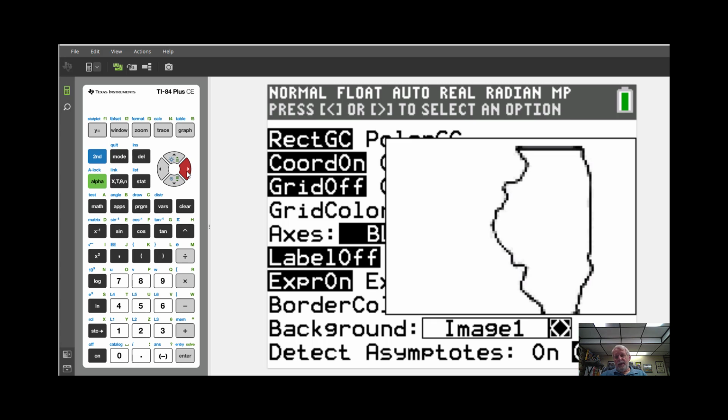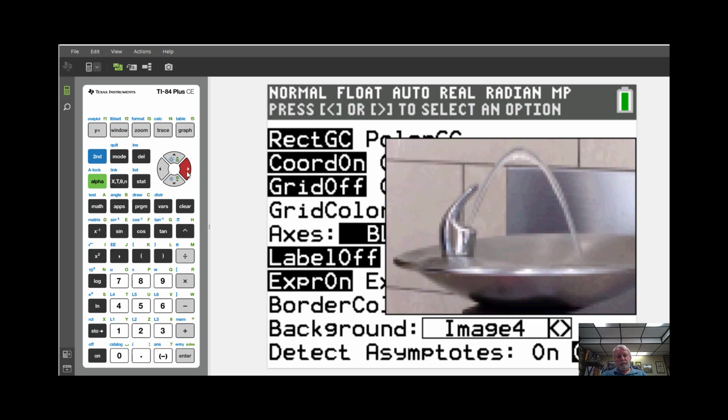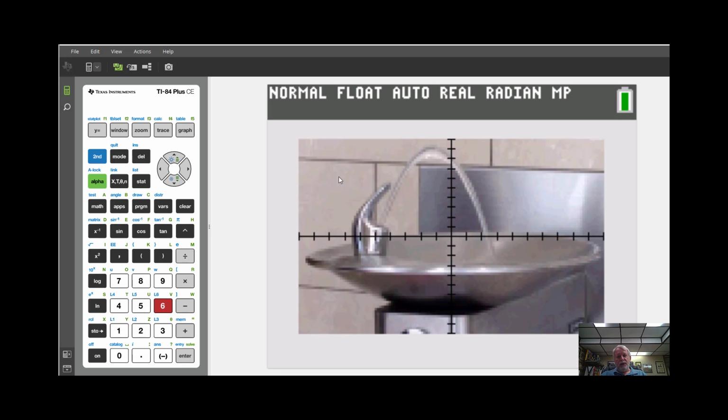For example, I have the state of Illinois in mine, but go to image 4. And image 4 should have this water fountain that I see as a parabola. So we're going to leave that there. I'm going to press zoom 6 so that I have a standard window with this as the background. I would like to have the window, the square window, my favorite window there. So let's go ahead and put the grid on and put in our favorite window.